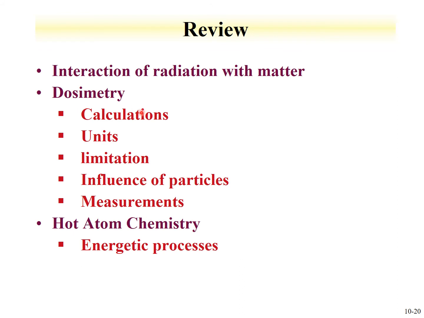We talked about calculations for dosimetry. We talked about dosimetry units: grays, sieverts, rads, and rems. We discussed a little bit about the limitation of dosimetry, particularly when it's coupled with models. We explored the influence of particles, particularly when we go from dose to absorbed dose. So the rad to the rem, the gray to the sievert, how an alpha particle has a much larger influence due to the fact that it has a much higher deposition of energy in a shorter range, so a higher linear energy transfer. And then we also explored a little bit about the measurements related to dosimetry.